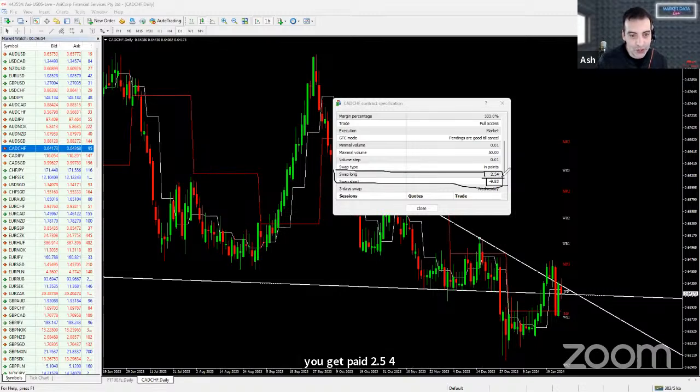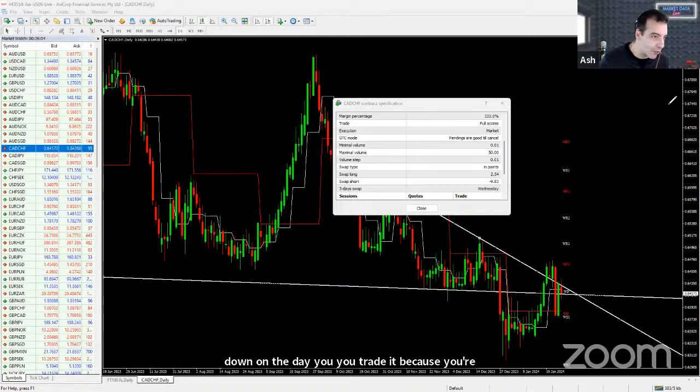So for every $10 you hold, they're going to pay you 2 effectively for every day. If you go short, they're going to charge you 9.83. So you better be right. You better make sure that you don't. This is coming down, and it's coming down on the day you trade it, because you're going to get charged every day, and it's going to eat into your profit.